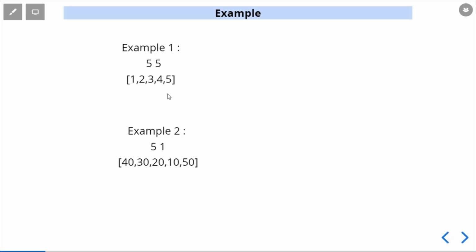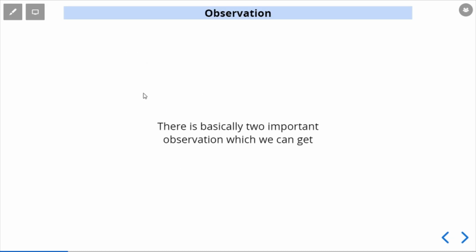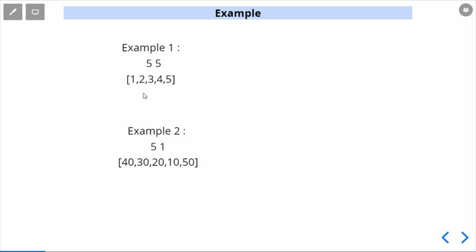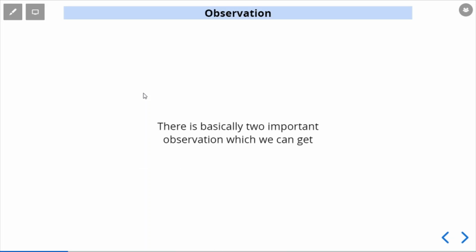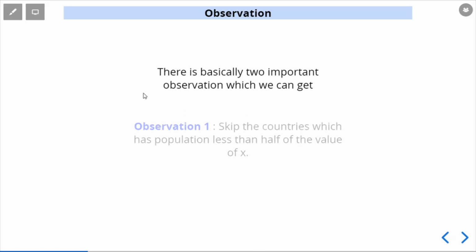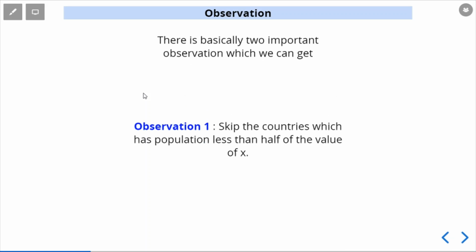These are the populations of the 5 respective countries. What do we need to find? We need to find in how many days we can make these countries corona free. Basically there are two important observations involved in this problem. Let us see the first observation. The first observation states that we skip the countries which have population less than half of the value of X.